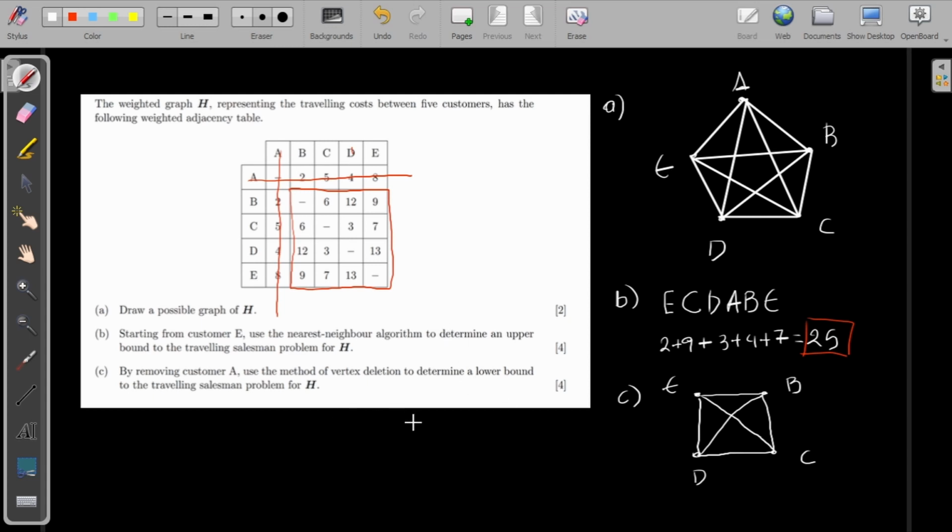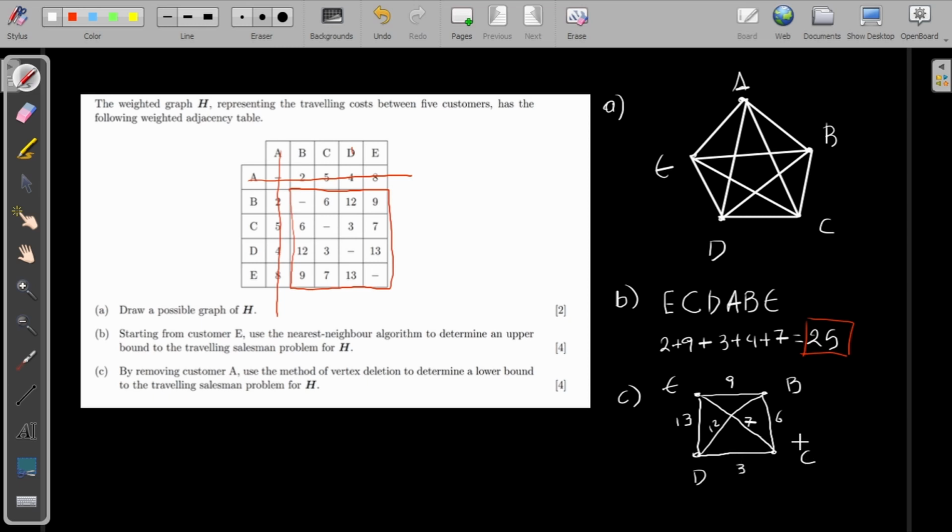So I will write down the values of all the edges. From E to B is 9. From E to C is 7. From E to D is 13. Now from D to B is 12. From D to C is 3. And from B to C is 6.